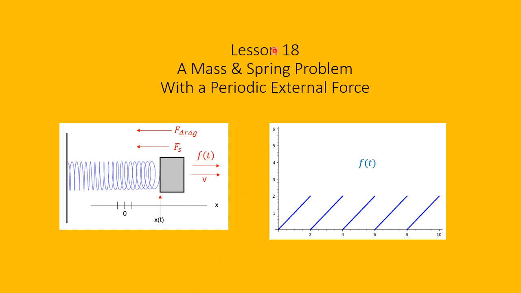Welcome to Lesson 17, Solving a Spring Problem with a Periodic External Force. In the problem that we'll look at, we have a mass attached to a spring, which is attached to a wall. We have a number line to keep track of where this mass is, and we'll let x of t be the position of this mass, let's say where it's hooked to the spring here, at time t. We'll assume that 0 is the equilibrium position for this mass and spring system.